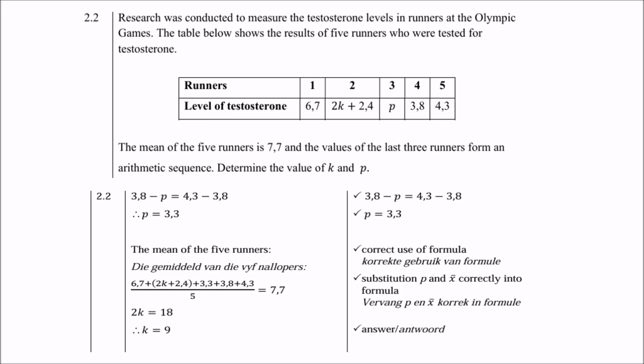So if the last 3 form an arithmetic sequence, then we can use the idea of common difference. That means 3.8 minus P is the same as 4.3 minus 3.8. You should remember, sequence and series. And then you get P equals 3.3. Then the other information given was the mean. It is given that the mean is 7.7. Now how do we find mean? You will remember you must add up all the testosterone values, divide by 5 because there's 5 athletes. And that should be 7.7. And then cross multiply, simplify, and K is equal to 9.